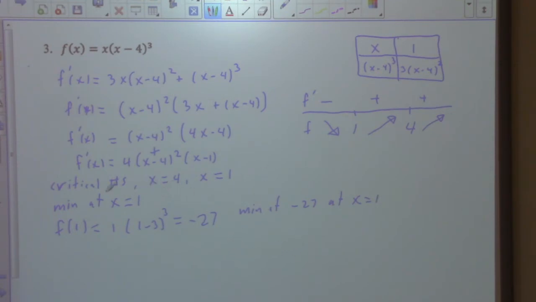All right, so we didn't have to do increasing, decreasing, right? So f is increasing on which interval or intervals? Where is f increasing? Here. Or is it increasing from 1 to 4, and then?